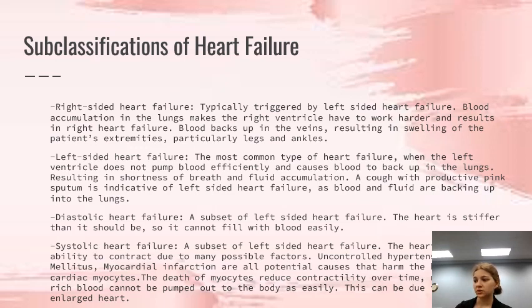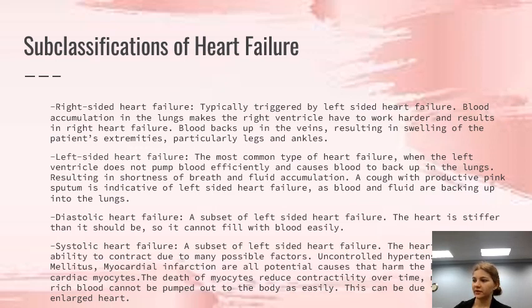Blood leaks back into the lungs and accumulates there since the left side of the heart isn't pumping blood properly as it should, causing it to remain in the lungs. This causes the right side of the heart to need to work much harder in order to compensate, and is eventually what leads to right-sided heart failure. And this causes blood to essentially back up in the veins, and the patient's lower extremities will swell.